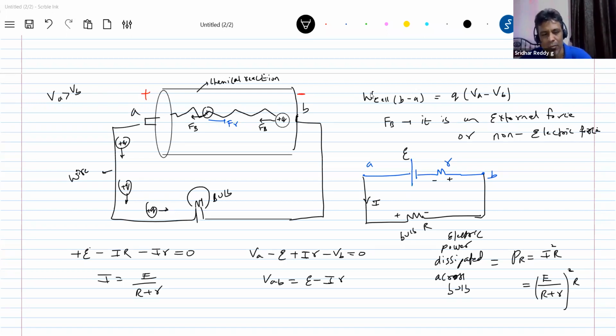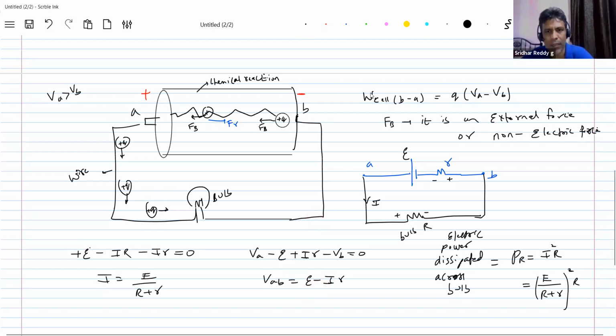So what is Q into E? Work done by the cell. Q into I R, that is the energy available across the bulb. What is this I into small r? This will be the drop across the internal resistance of the cell, multiplied by your charge. So some work has to be done to overcome this internal resistance. That's why the terminal voltage will be less than the applied EMF according to the KVL.